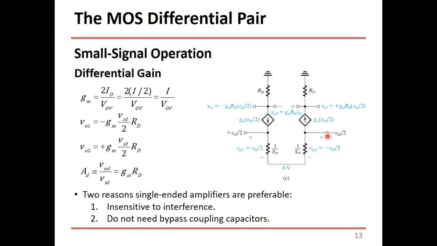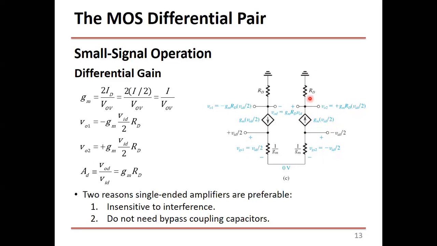The only difference is that here you have minus V input differential over 2. Here you have plus, but here you have minus. So VGS becomes minus V input differential divided by 2, and the current here will be the opposite current, GM times V input differential over 2 because of the negative. Actually, instead of multiplying by negative, we reverse the arrow here. So this is going to be GM times VID over 2.